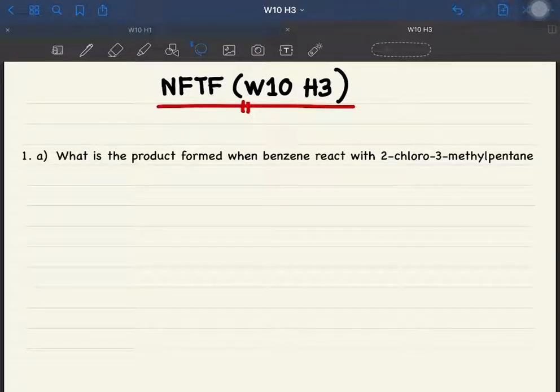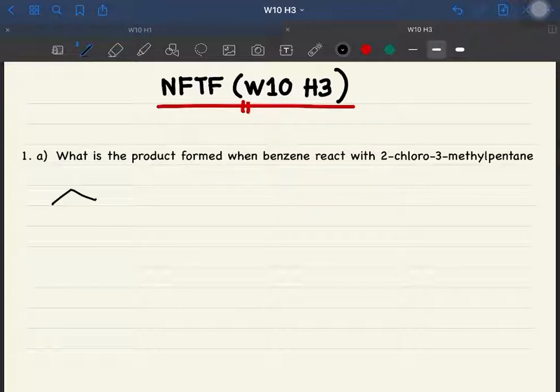In this video, we're going to discuss the third hour tutorial for benzene and its derivatives. For question 1a, non-face-to-face, what is the product formed when benzene reacts with 2-chloro-3-methylpentane? You're given the name of the compound, so you need to illustrate it in terms of the structural formula. Now we're going to first react the benzene.